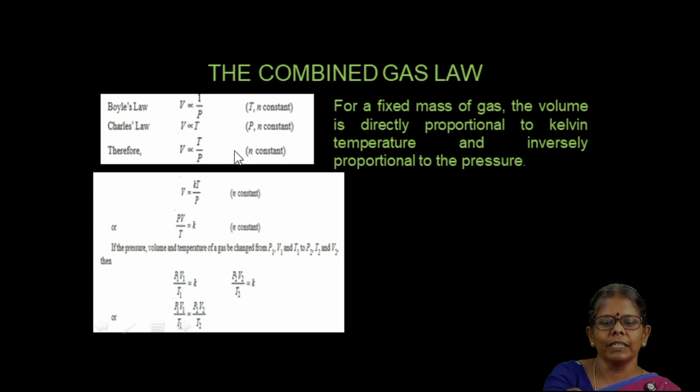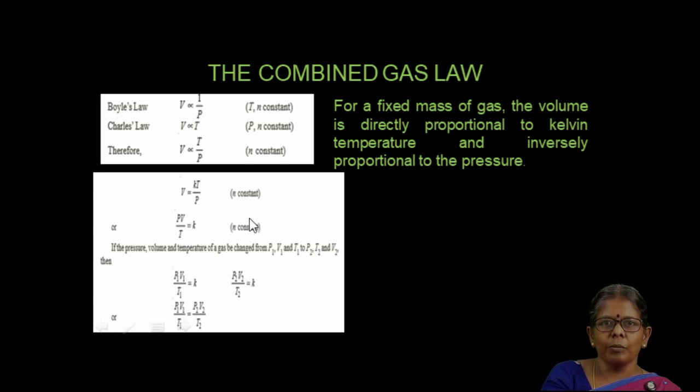That will be written as volume is directly proportional to temperature and inversely proportional to pressure. Here, the number of moles alone is kept constant. This proportionality is replaced by multiplying with the constant K. Therefore, V is equal to KT divided by P. On rearranging this equation, what we get is PV divided by T is equal to a constant.